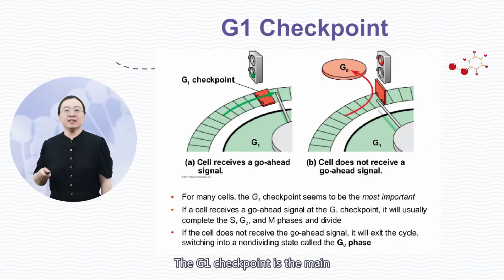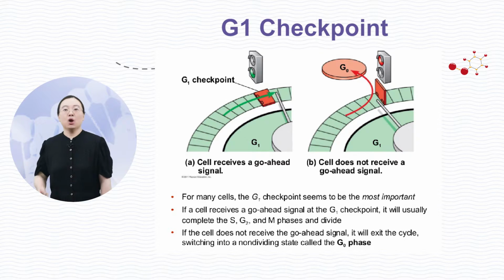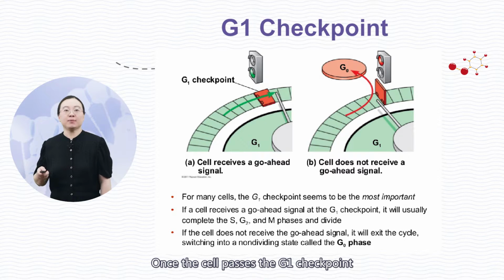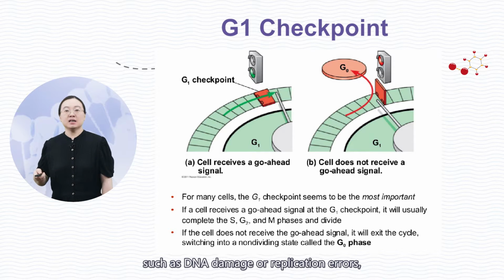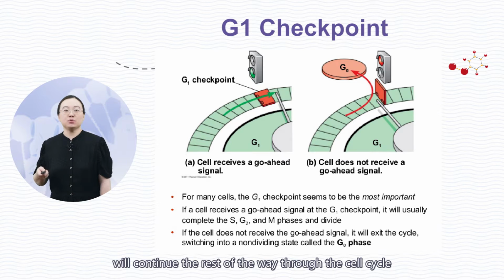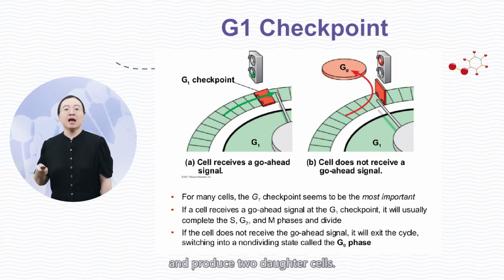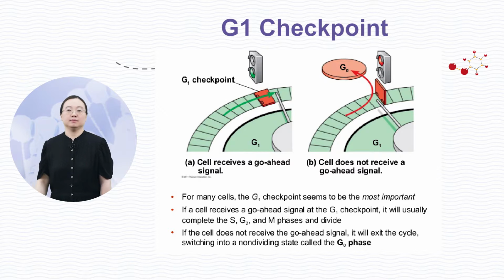The G1 checkpoint is the main decision point for a cell, that is, the primary point at which it must choose whether or not to divide. Once the cell passes the G1 checkpoint and enters the S phase, it becomes irreversibly committed to division. That is, barring unexpected problems such as DNA damage or replication errors, a cell that passes the G1 checkpoint will continue the rest of the way through the cell cycle and produce two daughter cells.